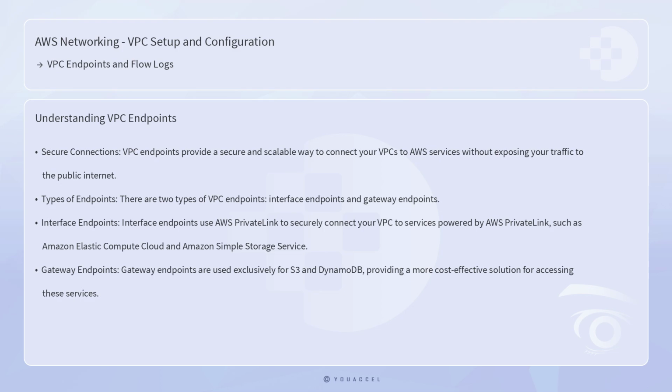VPC endpoints provide a secure and scalable way to connect your VPCs to AWS services without exposing your traffic to the public internet. Essentially, VPC endpoints are the gateway that allows your VPC to communicate with other AWS services securely. There are two types of VPC endpoints: interface endpoints and gateway endpoints. Interface endpoints use AWS PrivateLink to securely connect your VPC to services powered by AWS PrivateLink, such as Amazon Elastic Compute Cloud and Amazon Simple Storage Service. Gateway endpoints, on the other hand, are used exclusively for S3 and DynamoDB, providing a more cost-effective solution for accessing these services.